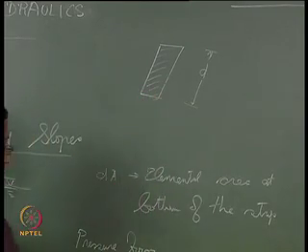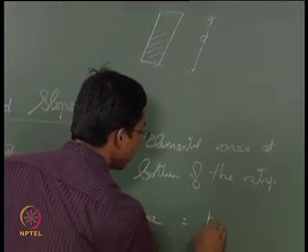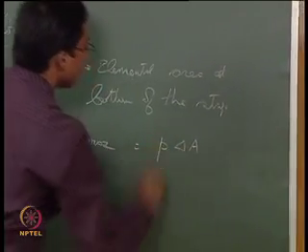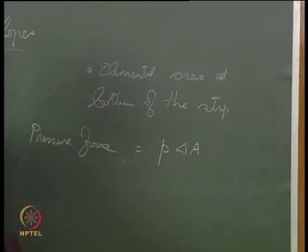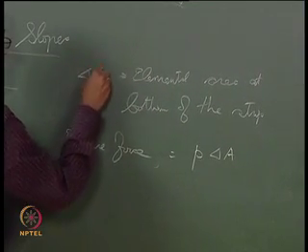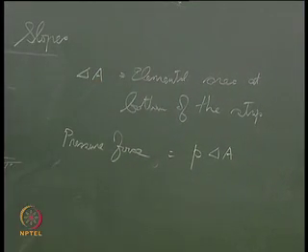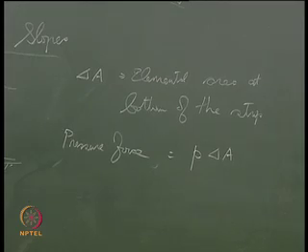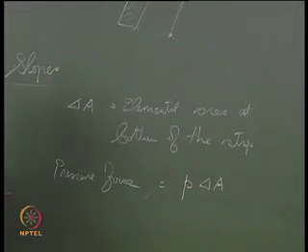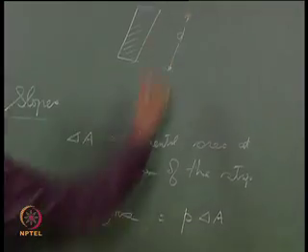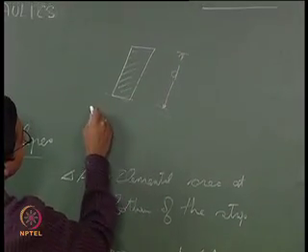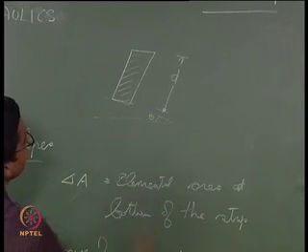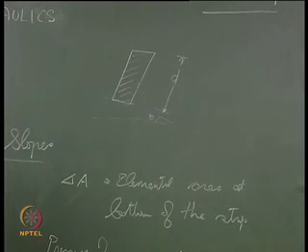So, at the bottom, the pressure force will be P into del A. Instead of dA, please correct this as del A. Let us be consistent with our symbols. So, this is the distance d. There is an inclination of theta.